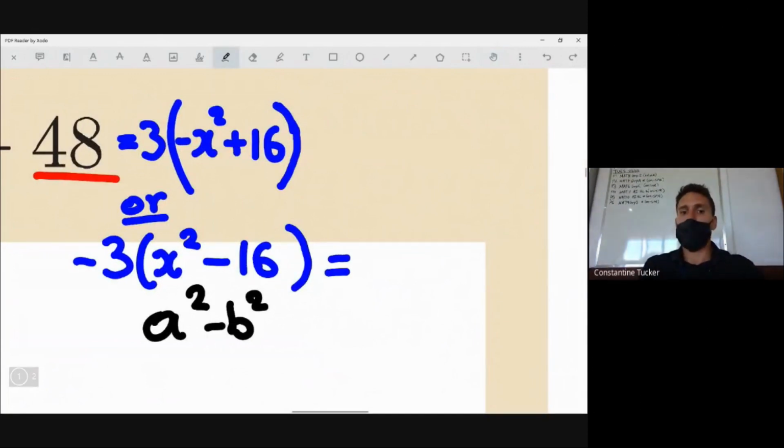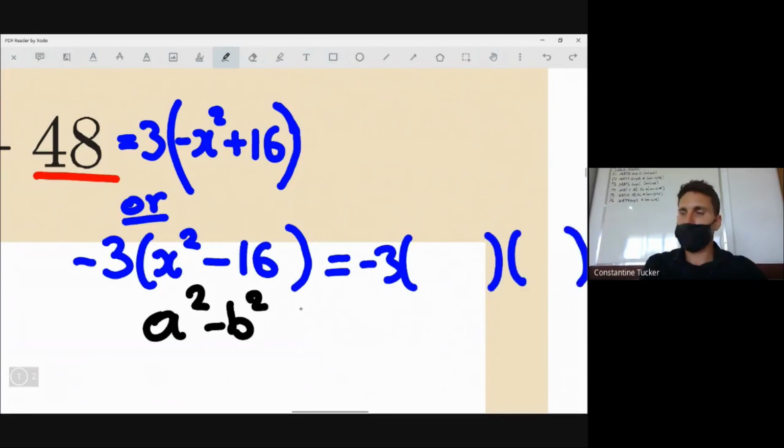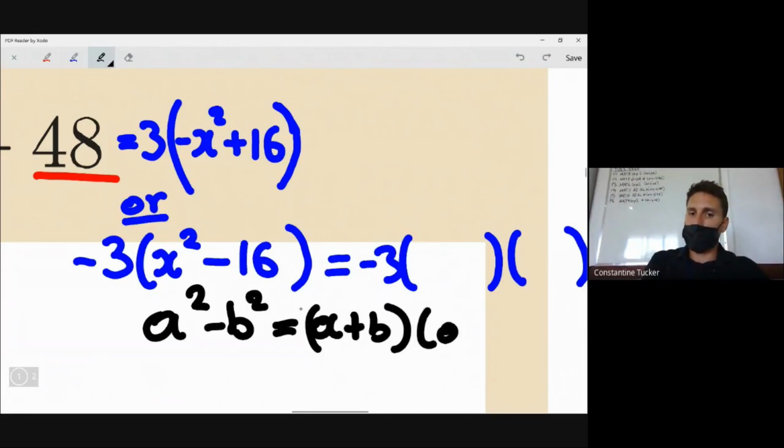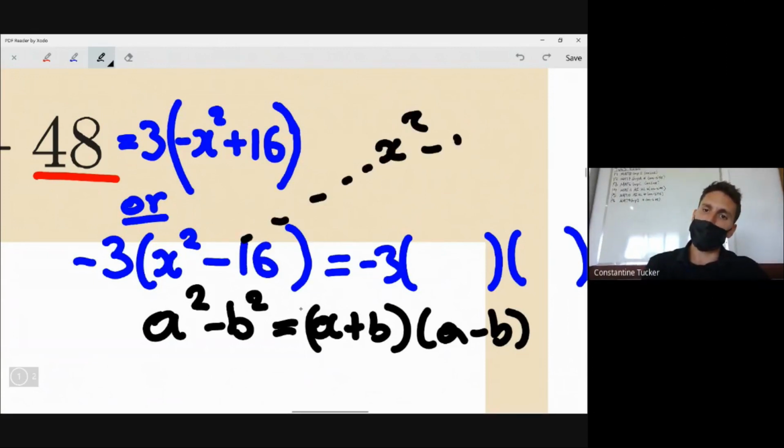Okay, great. And how would you put that in 2 pairs of brackets? X minus 4 and x plus... Excellent, because we know a squared minus b squared is a plus b times a minus b. And in this case, this is actually equal to x squared minus 4 squared.